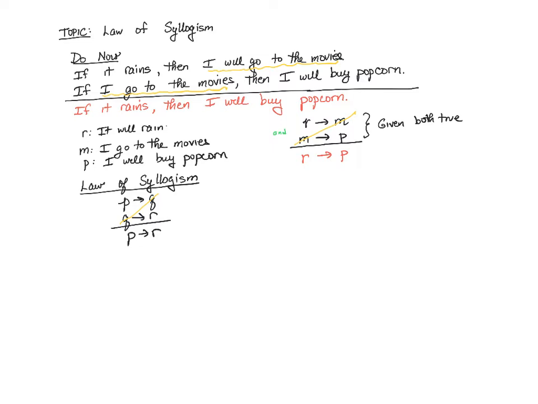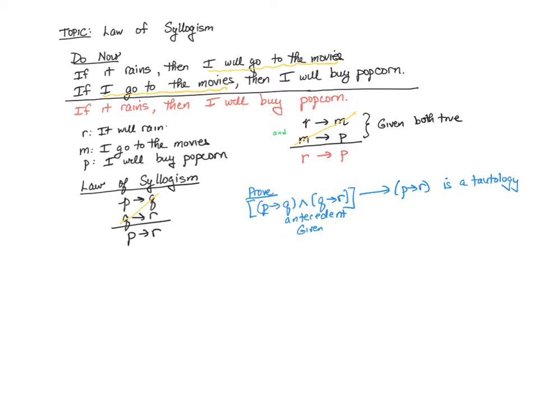Okay, so let's prove this. We're going to prove that if P then Q and if Q then R, which is the given or the antecedent of our conditional, then we can conclude if P then R is a tautology. And this would be a very nice way to prove the law of syllogism. So let's set up a truth table.